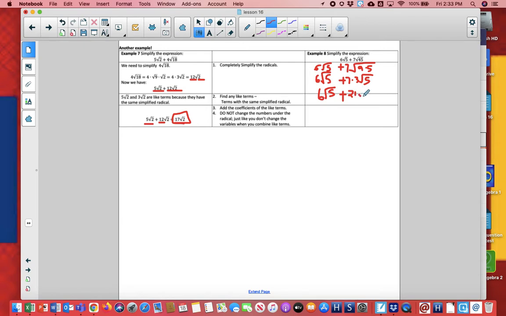And then lastly, when I get here, I need to say, are these radicands the same? They are, right? So I get square root of 5. I do 6 plus 21. Well, 6 plus 21 is 27. So I get 27 square roots of 5.